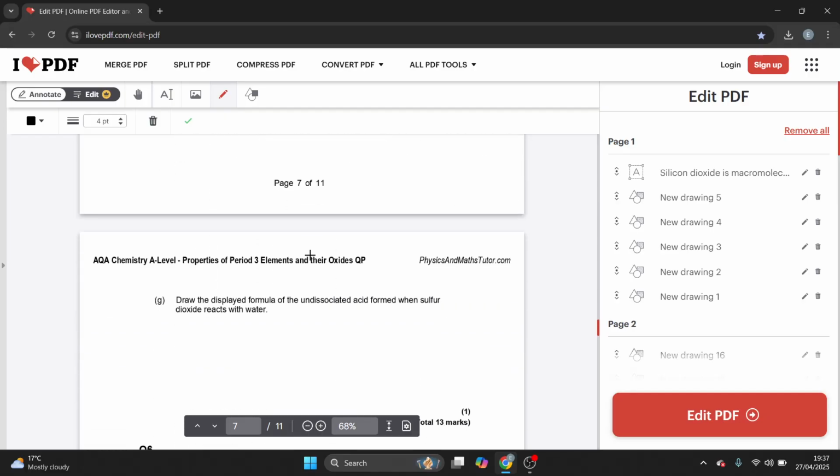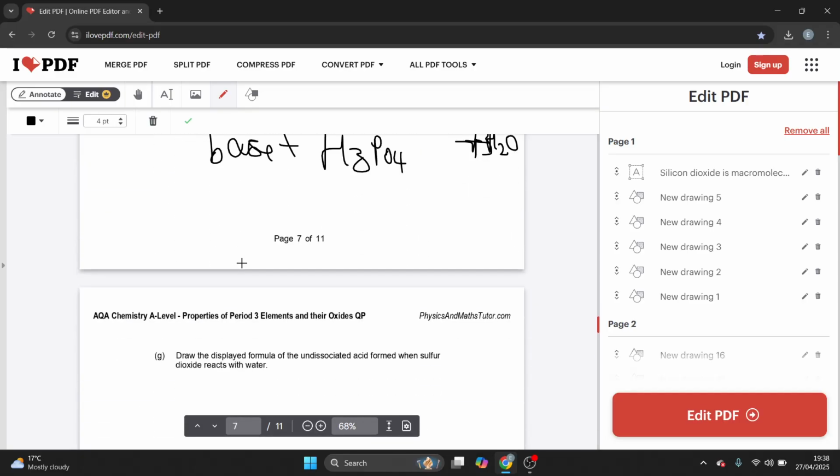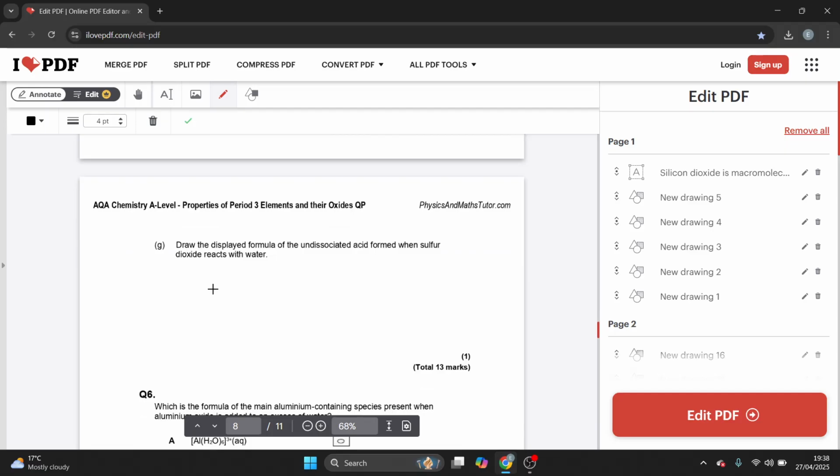Spot the patterns. Then draw a displayed formula of the undissociated acid formed when sulfur dioxide reacts with water. Sulfur dioxide reacts with water. Undissociated acid: HO, S, OH, and a double bond O here.